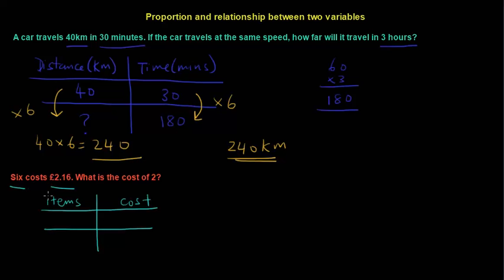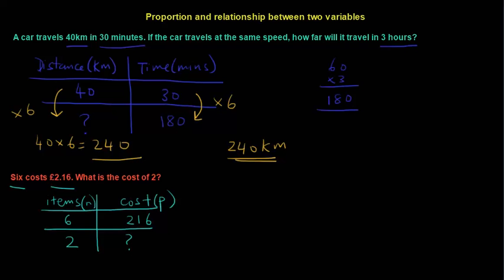So 6 items cost £2.16. I'm going to change this into pence. And for items, there's no units, I'm just going to write n, but there's no units here. It's cost in pence. So what's the cost of 2? And so that's the question here.